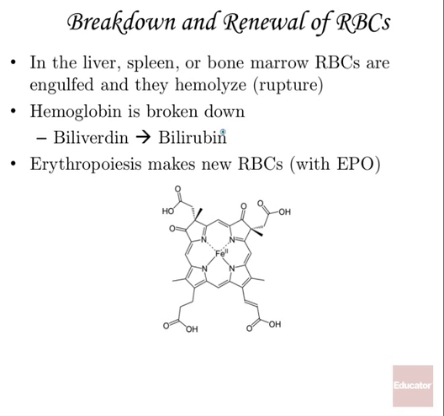And so jaundice is that yellow look all over the skin and even in the whites of the eyes. Something like hepatitis, which is an infection of the liver, is going to lead to that happening, and that's because of bilirubin. Erythropoiesis makes new red blood cells.